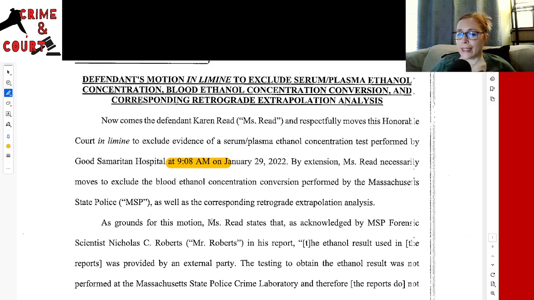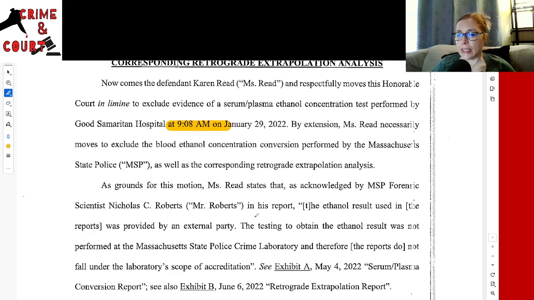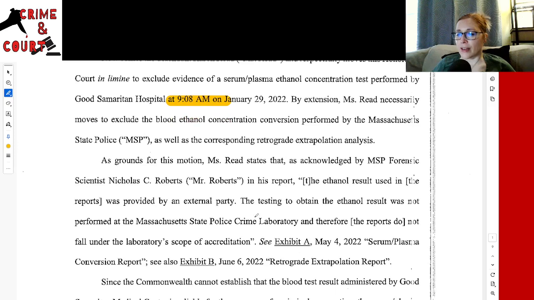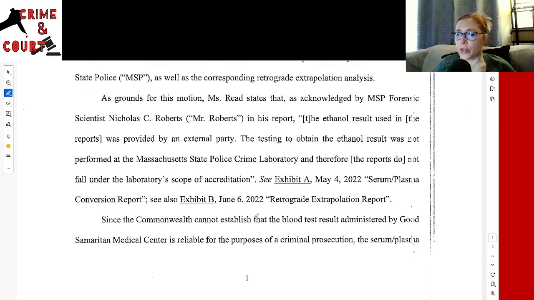By extension, Ms. Reed necessarily moves to exclude the blood ethanol concentration conversion performed by the Massachusetts State Police as well as the corresponding retrograde extrapolation analysis. As grounds for this motion, Ms. Reed states that as acknowledged by MSP forensic scientist Nicholas C. Roberts in his report, the ethanol result used in the reports was provided by an external party. The testing to obtain the ethanol result was not performed by the Massachusetts State Police Crime Laboratory, and therefore the reports do not fall under the laboratory scope of accreditation.